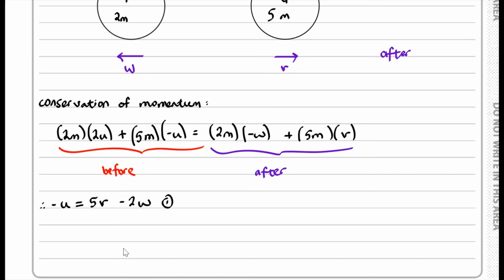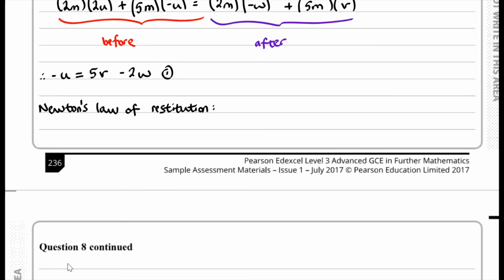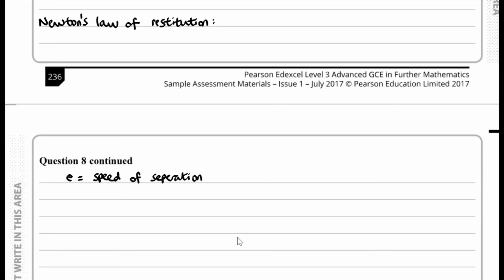And now if we use Newton's law of restitution, we've got E, which is equal to the speed of separation divided by the speed of approach.